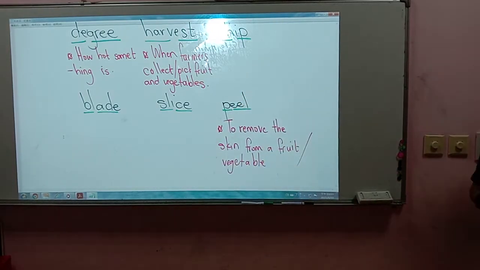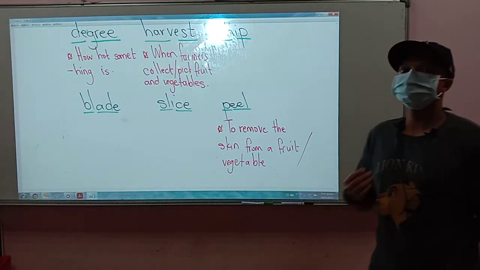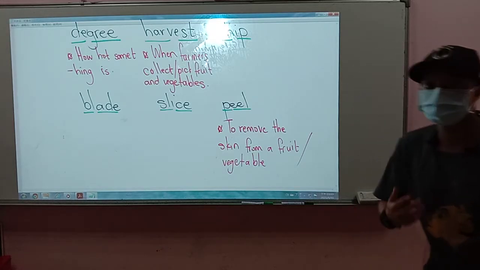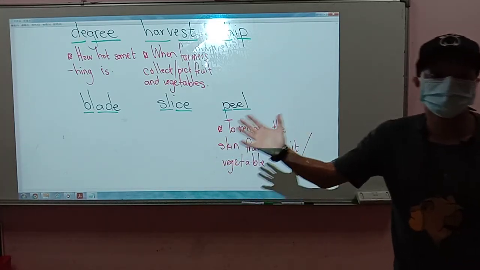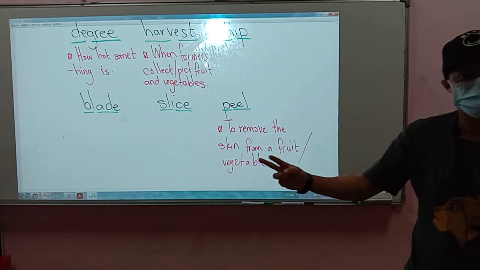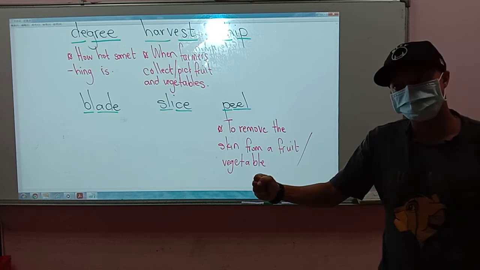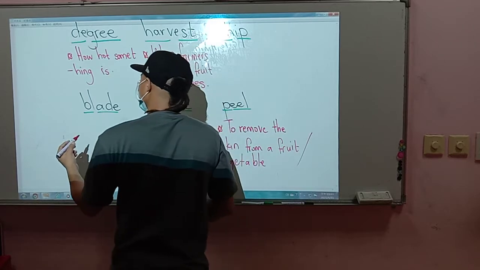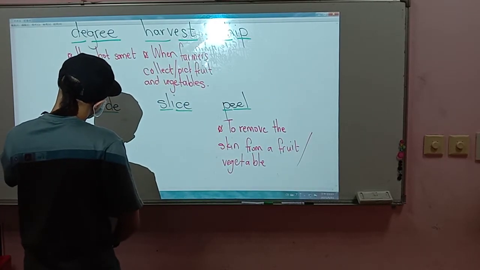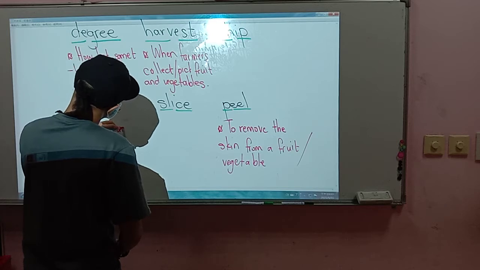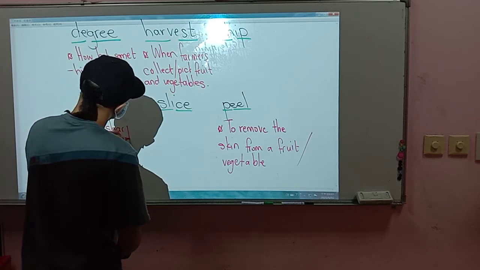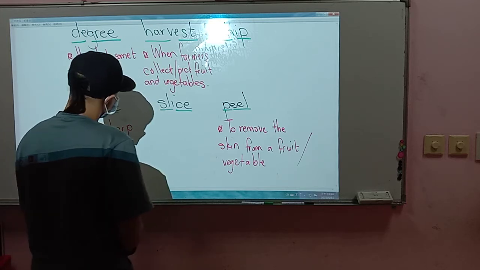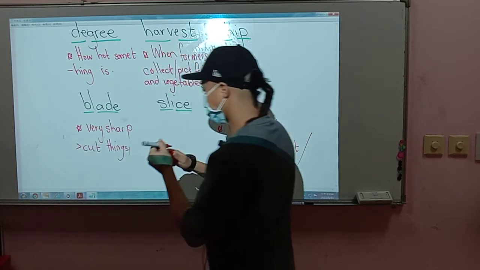Three more words left. This is something that is very, very sharp. It can cut. Five seconds. If you chose the word ship, then you are wrong because the correct word is blade. This is very sharp and we use it to cut things.